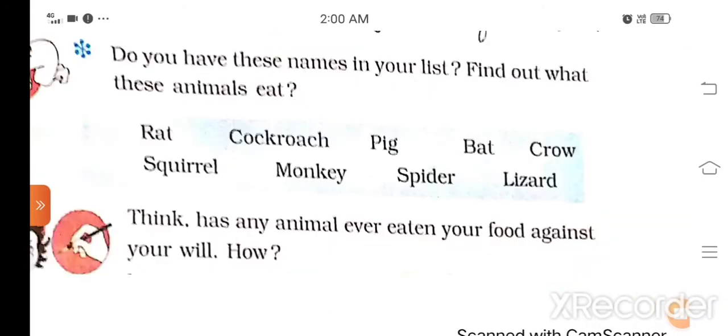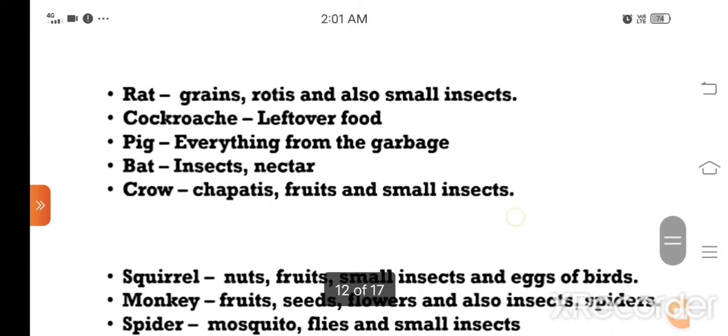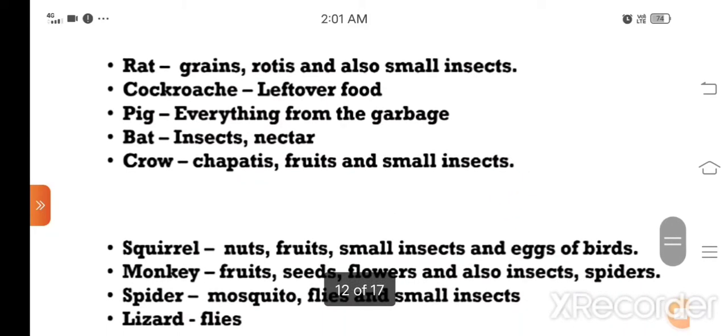Here is a question. Do you have these names in your list? Find out what these animals eat. So here you are to say what these animals eat, like rat, cockroach, pig, bat, crows, squirrel, monkey, spider, lizard, etc. What do they eat? So here there is a list of their food.